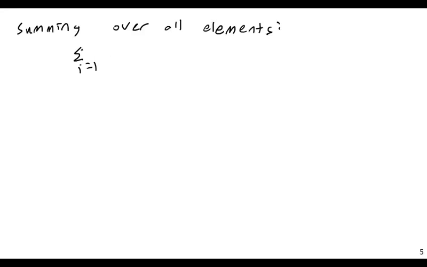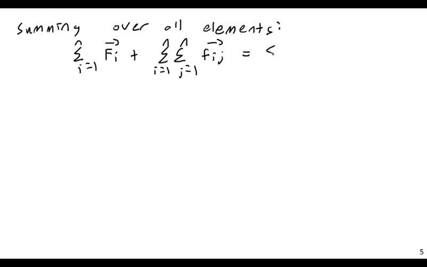The summation from i equals 1 to n of Fi, plus the summation from i equals 1 to n of the summation from j equals 1 to n of all of the internal forces Fij. So we're going to look at the summation of all the external forces plus the summation of all of the internal forces is equal to the summation from i equals 1 to n of the effective forces on all the particles, mi ai. And all these are vector sums, of course, not algebraic sums.